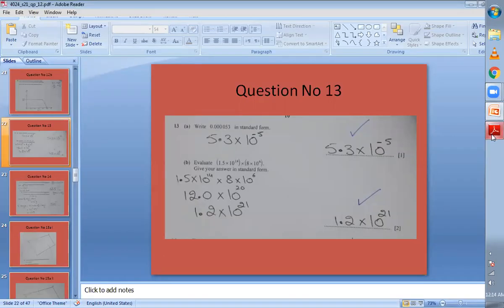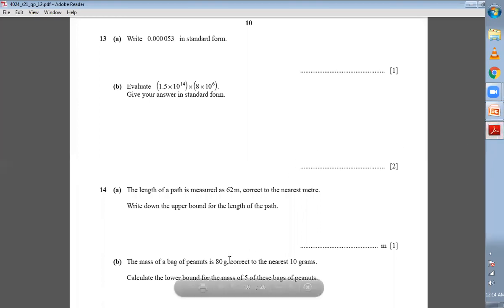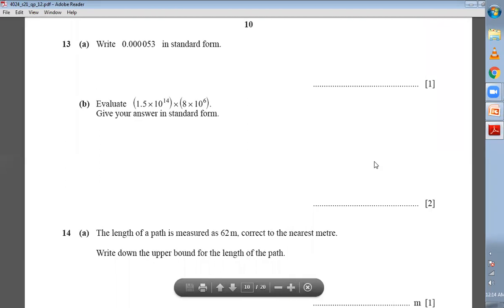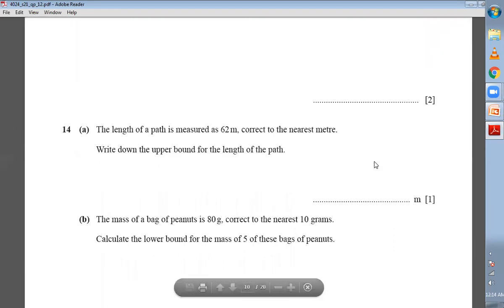Okay, so let's check the next one. The next question coming up on your screen is question number 14.